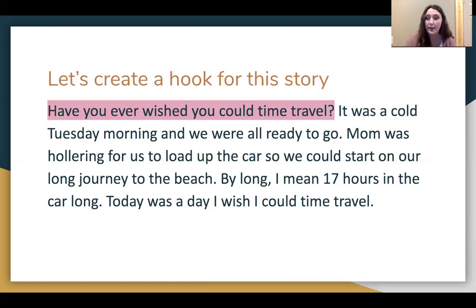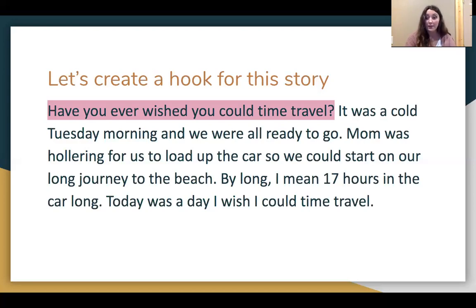So let's read this paragraph with this hook in there. Have you ever wished you could time travel? It was a cold Tuesday morning and we were all ready to go. Mom was hollering for us to load up the car so we could start on our long journey to the beach. By long, I mean 17 hours in the car long. Today was the day I wish I could time travel. I think that sounds great and fits perfectly in.